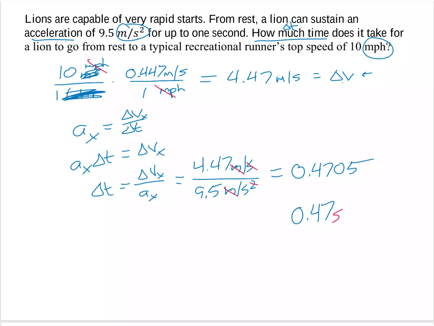So this is 0.47 seconds, which makes sense because we're talking about a delta t, which is time. It takes less than half a second. In less than half a second, that lion went from rest, hiding in the bush, to 10 miles an hour, and probably tackling you. That's one of the reasons why lions are so dangerous.